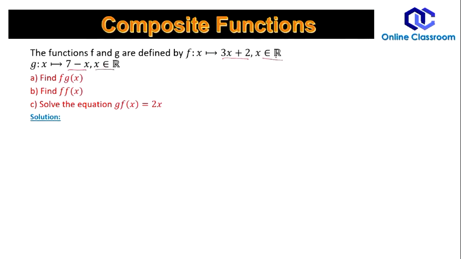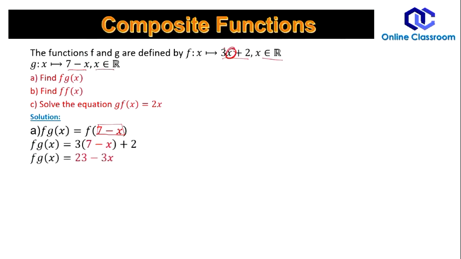real numbers. Any number can be used as a domain, a real number. f of g means, see here, in the function of f, replace x by this g function. g is 7 minus x, so that should be replaced in the function of f. Replace x in the function of f by 7 minus x. Now you will be seeing this 3 into 7 minus x, simplify it, solve it, and get the composite function.